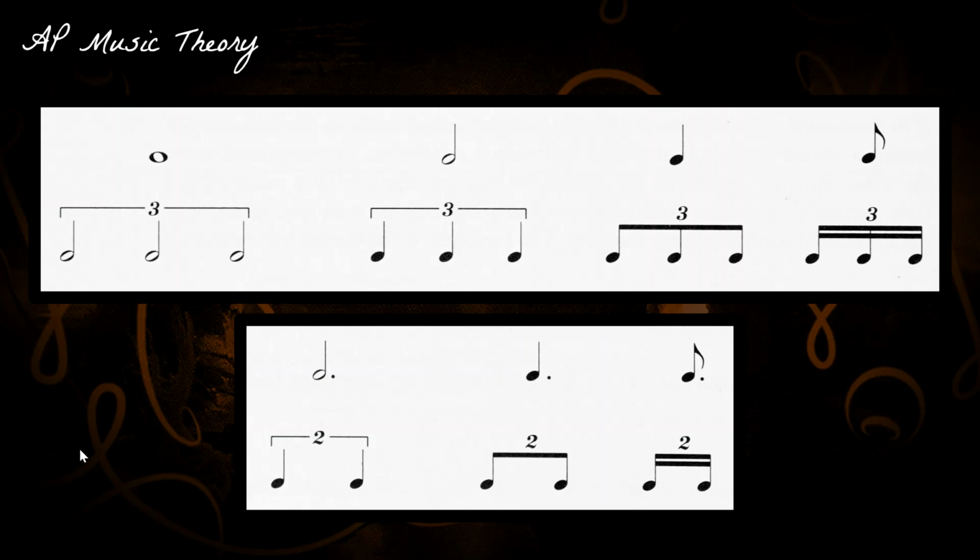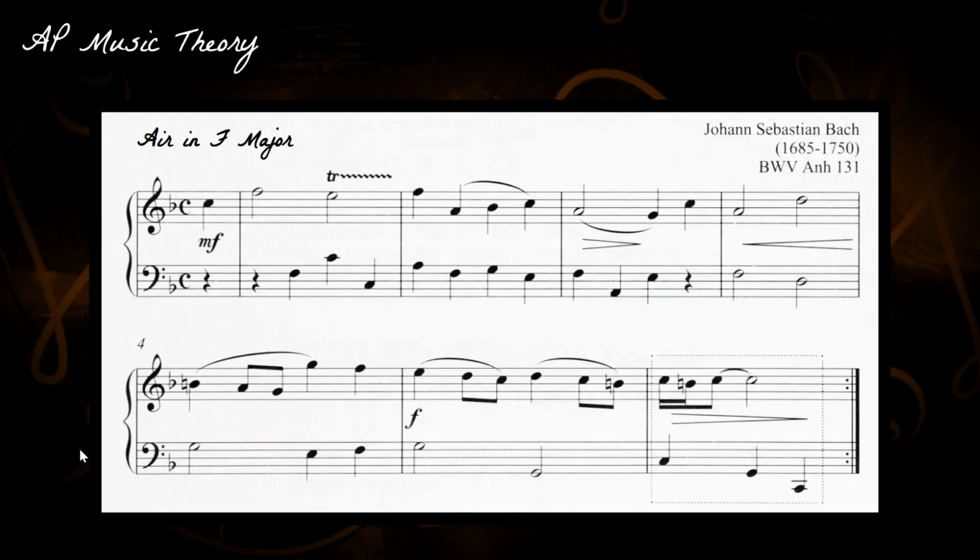Downbeats and upbeats. Let's watch this one while we talk. The downbeat is what we commonly call the first beat of the measure. This label refers to the fact that in every conducting pattern, the first beat is always down. Not all music begins on the downbeat.